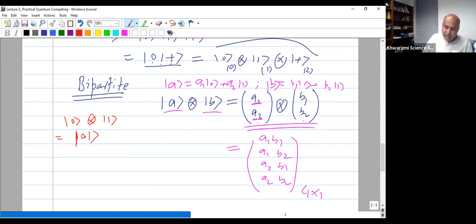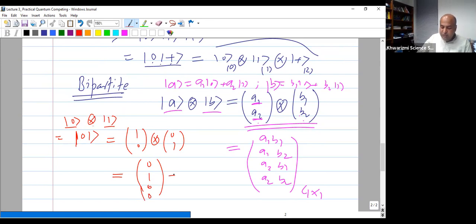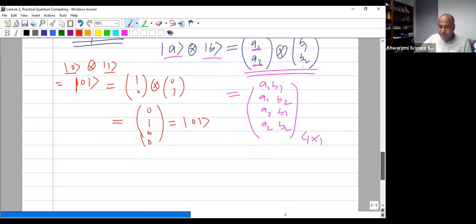So when I have written this |0⟩|1⟩ in this ket form, this really means zero tensor one. Anyway, so this zero has a representation (1, 0), and this one has a representation (0, 1). So a 4 by 1 vector corresponding to this is 1 into 0 is 0, 1 into 1 is 1, 0 into 0 is 0, 0 into 1 is 0.